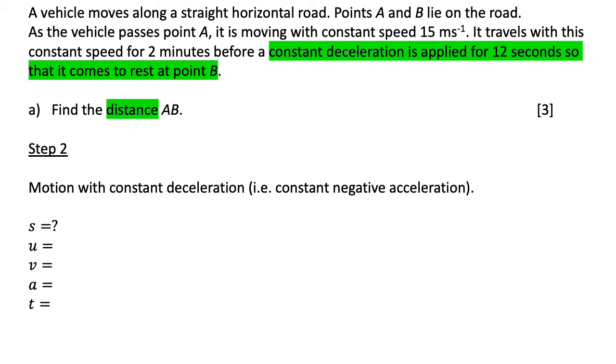Okay, in this phase of the motion, remember that the vehicle had been travelling at 15 meters per second, so the initial velocity before we start the deceleration phase is 15. Again, I would suggest that you don't put the units in here, just put the numerical values. Okay, and then a typical thing to look out for is what's the final velocity. The key phrase here, it comes to rest, so final velocity is 0.